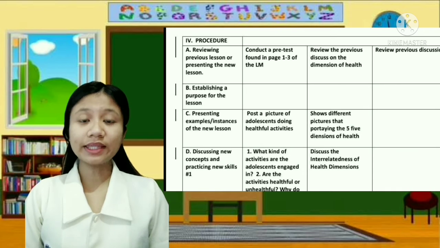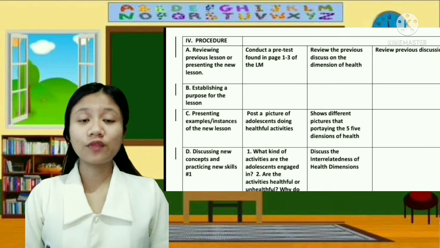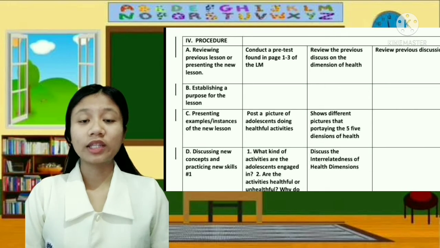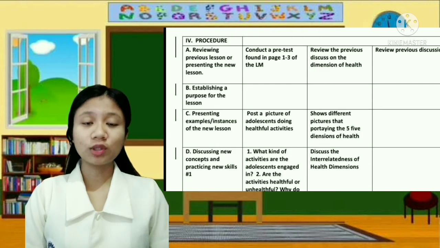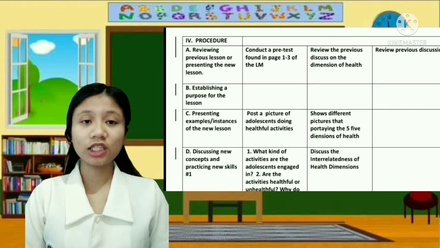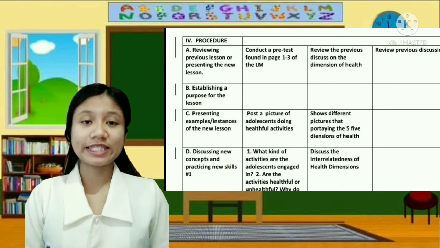Next is presenting examples or instances of the new lesson, instances of the content and competencies. Dito, pwede ka na mag-present ng mga activities that will introduce your new lesson. The discussion will be divided into two. First is discussion of new concepts, which leads to the first formative assessment. Dito, pwede mo na ituro yung new lesson mo to your students.